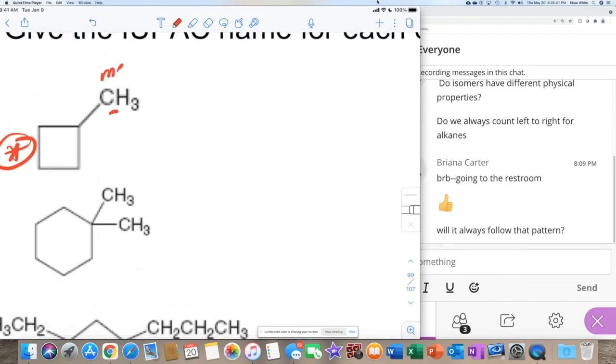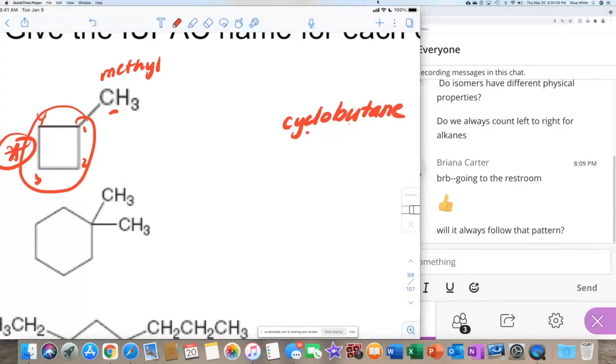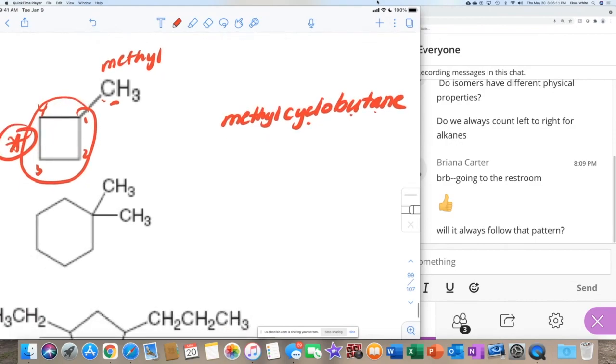This is one group, right? Methyl. Because it's one group, you don't have to say one, it's implied. And there's 1, 2, 3, 4 carbons. So the longest group is cyclo, because it's cyclic, butane. Cyclobutane. Then we have the methyl group, so I'm going to put methyl here. You don't have to write one because everybody knows that's going to be one. So methylcyclobutane.